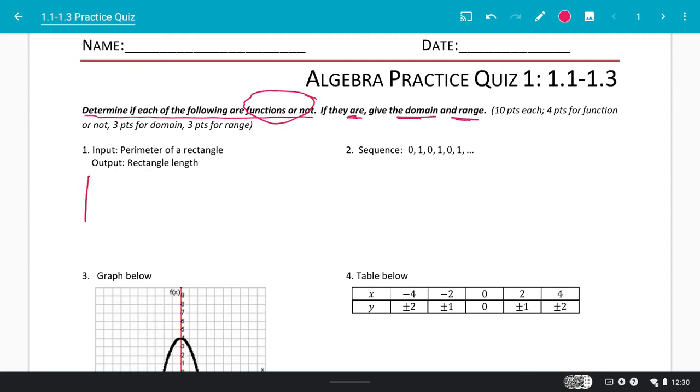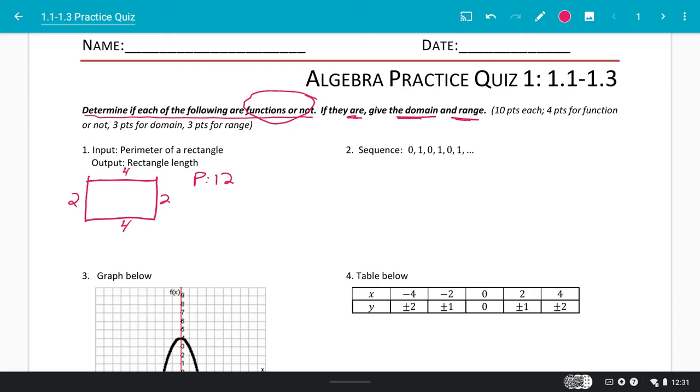Sometimes it's helpful to draw pictures. So the perimeter, that's the outside edge all the way around. And the output is the rectangular length. So let's say, for argument's sake, I had a rectangle with a perimeter of 12. That would be what? 4, 4, 2, and 2.